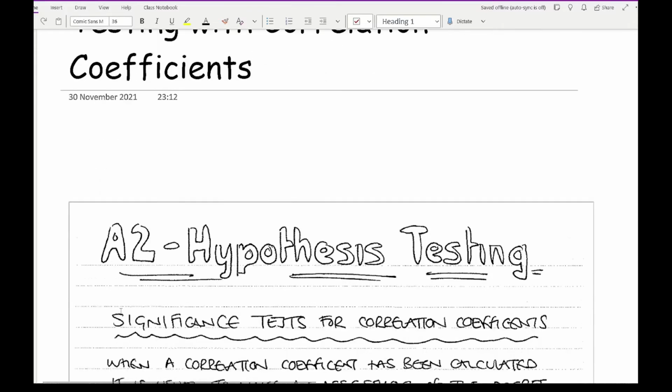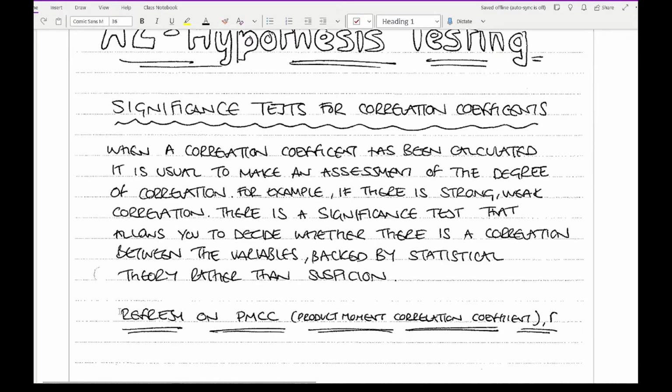So let's get started. Now in terms of significance tests for correlation coefficients, when a correlation coefficient has been calculated, it is usual to make an assessment of the degree of correlation. So for example, if there is strong or weak correlation, very similar to what you would have done at a scatter diagram. Now there is a significance test that allows you to decide whether there is correlation between two variables backed by statistical theory rather than suspicion.